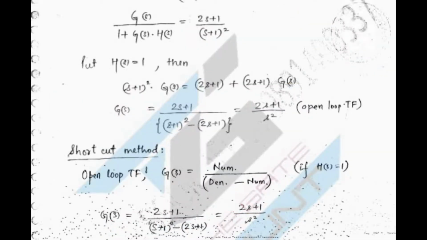So this is nothing but your final open loop transfer function, 2s plus 1 divided by s square. This is a theoretical way. For different examples, if you don't know the short form to transfer a closed loop transfer function to an open loop transfer function, then you have to follow this route.